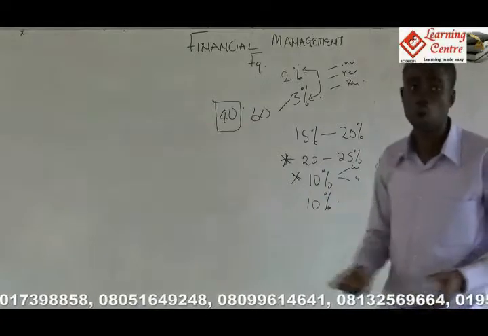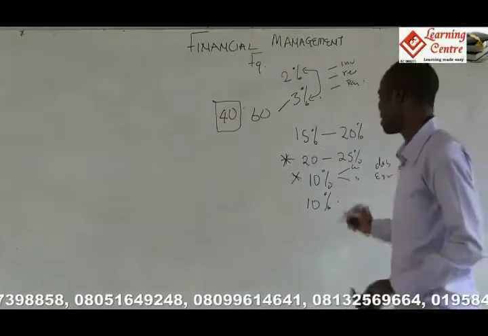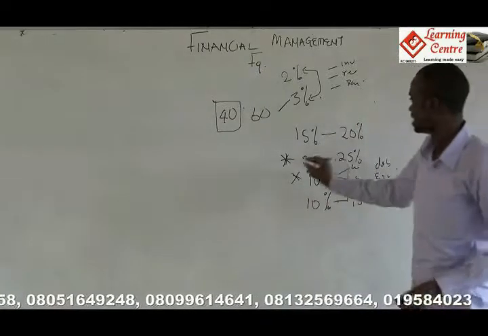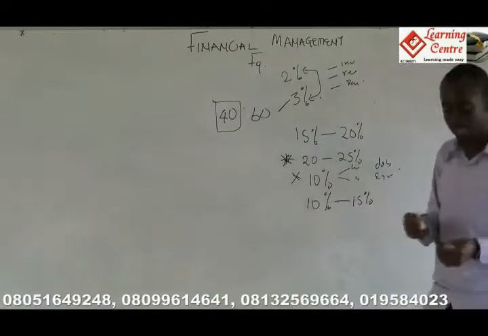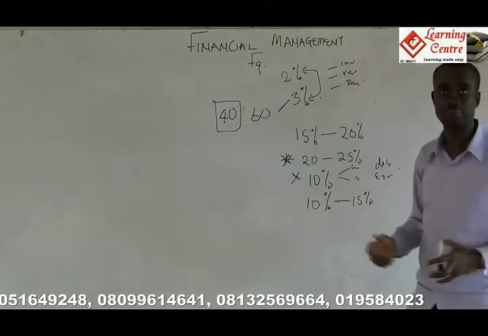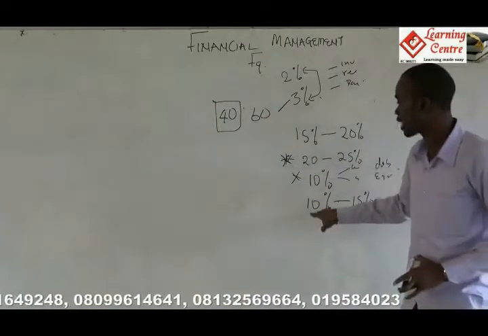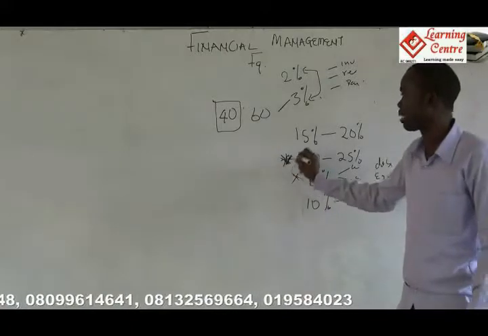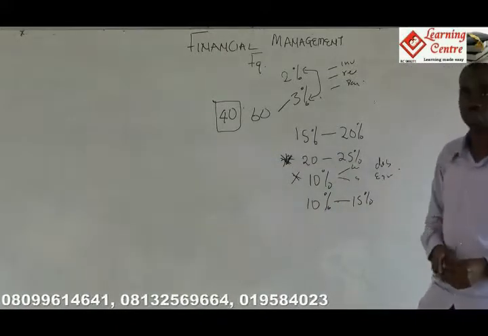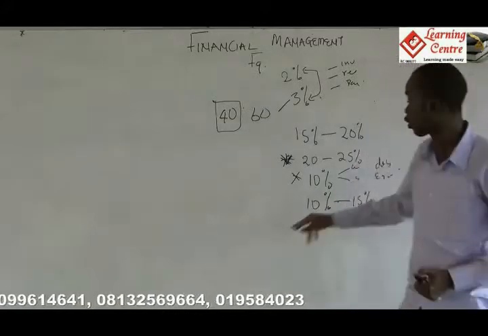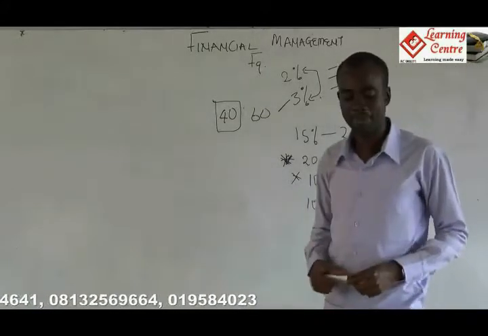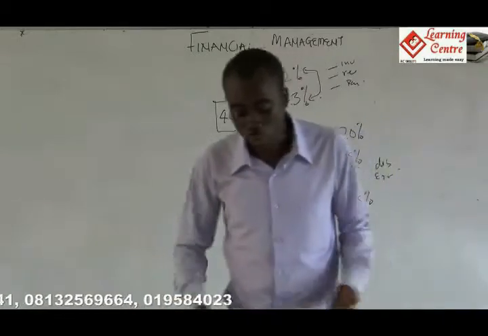Now, this also accounts for 10% of the exam. So I think I should take 10 to 15%. It means that this is important and carries the bulk of the exam syllabus. But if you don't have a good understanding of your cost of capital, then you are far away from getting your 20%. And that's why I call the cost of capital the heartbeat of financial management.